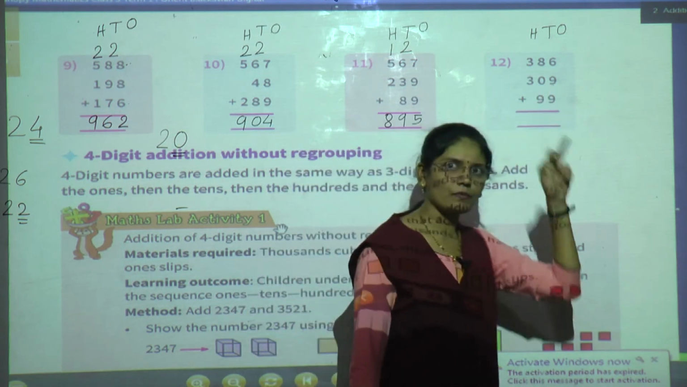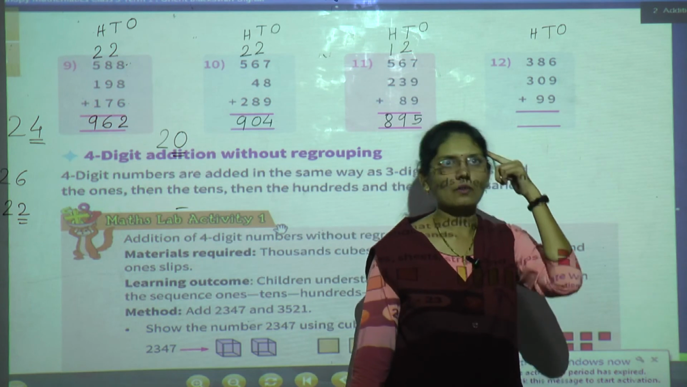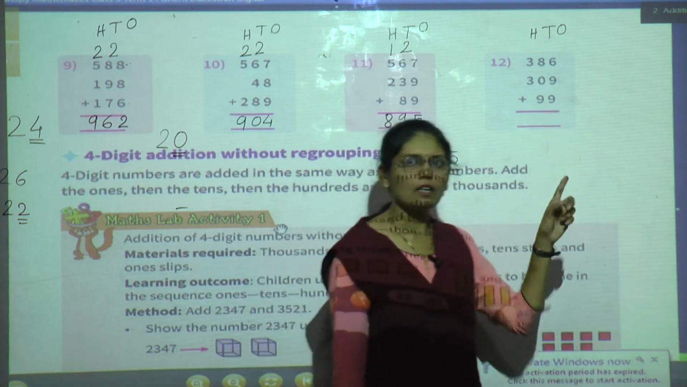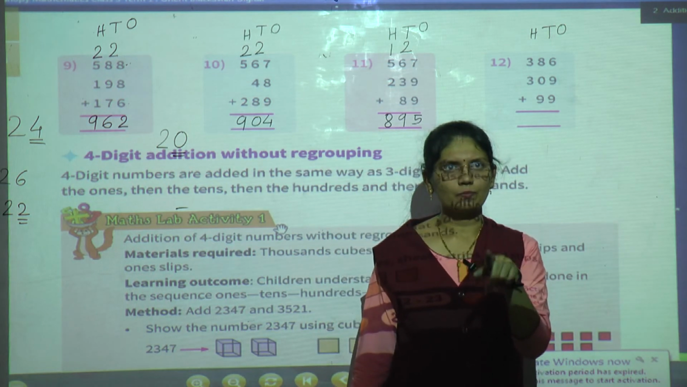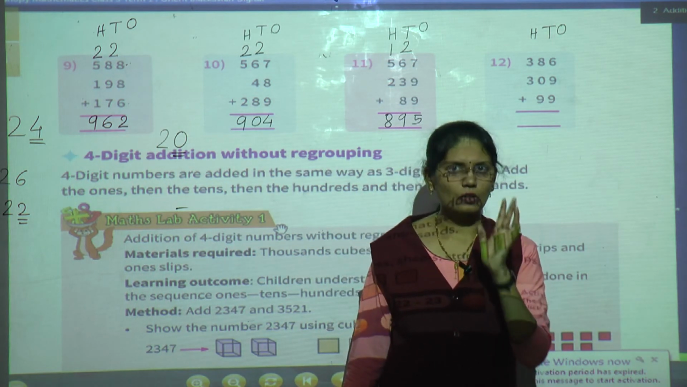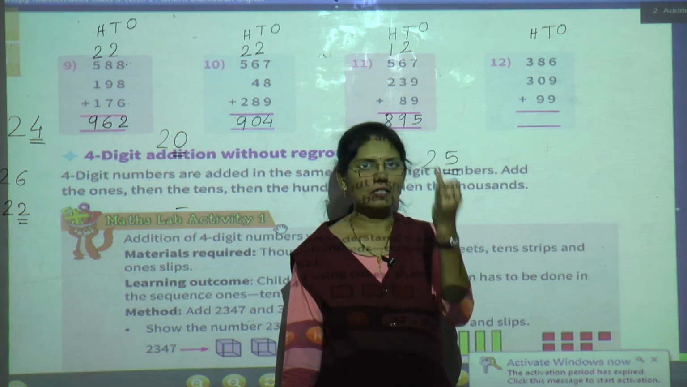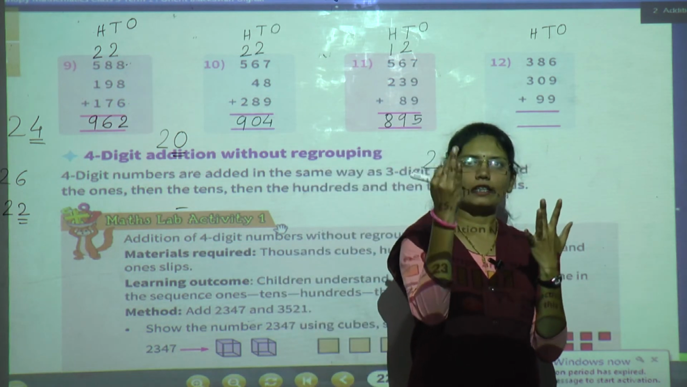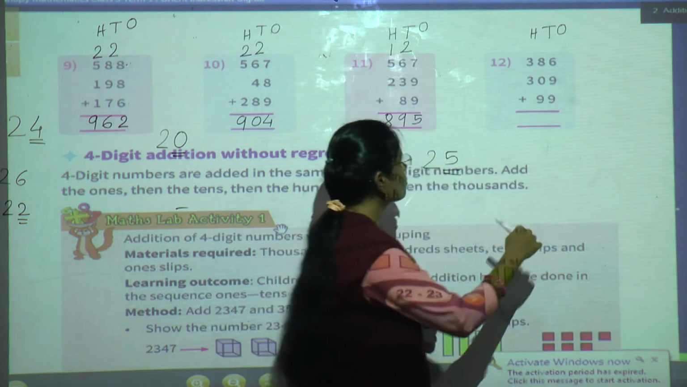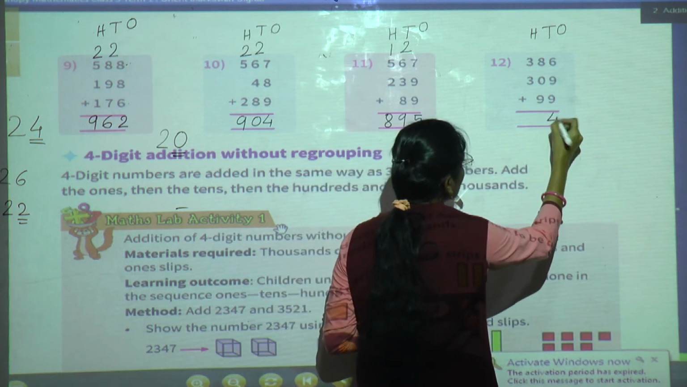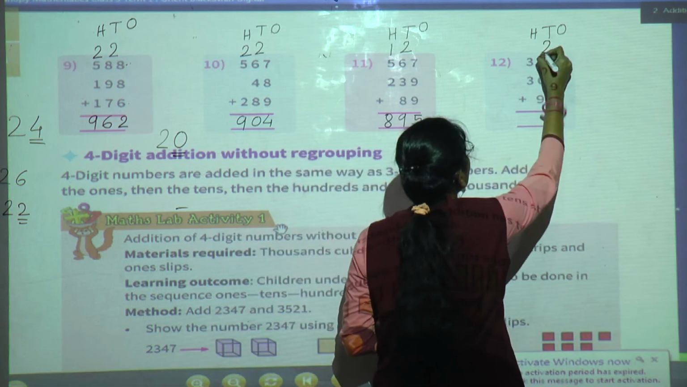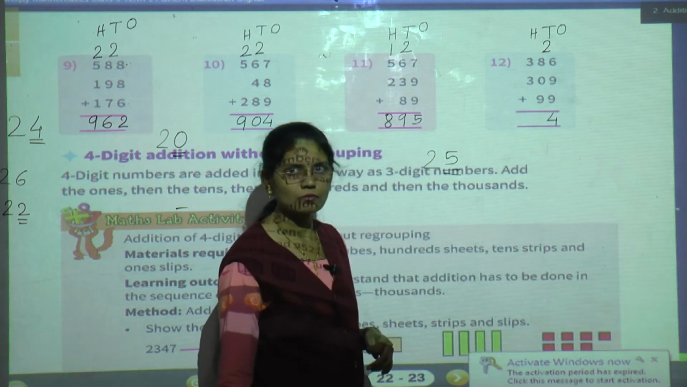Now this 15 we will keep in our mind. Okay, and the next number is 9. Again you have to show your 9 fingers, and after 15 count your 9 fingers. 16, 17, 18, 19, 20, 21, 22, 23, 24. So 15 plus 9, 24. So 4 we will write here and 2 we will give as a carry.